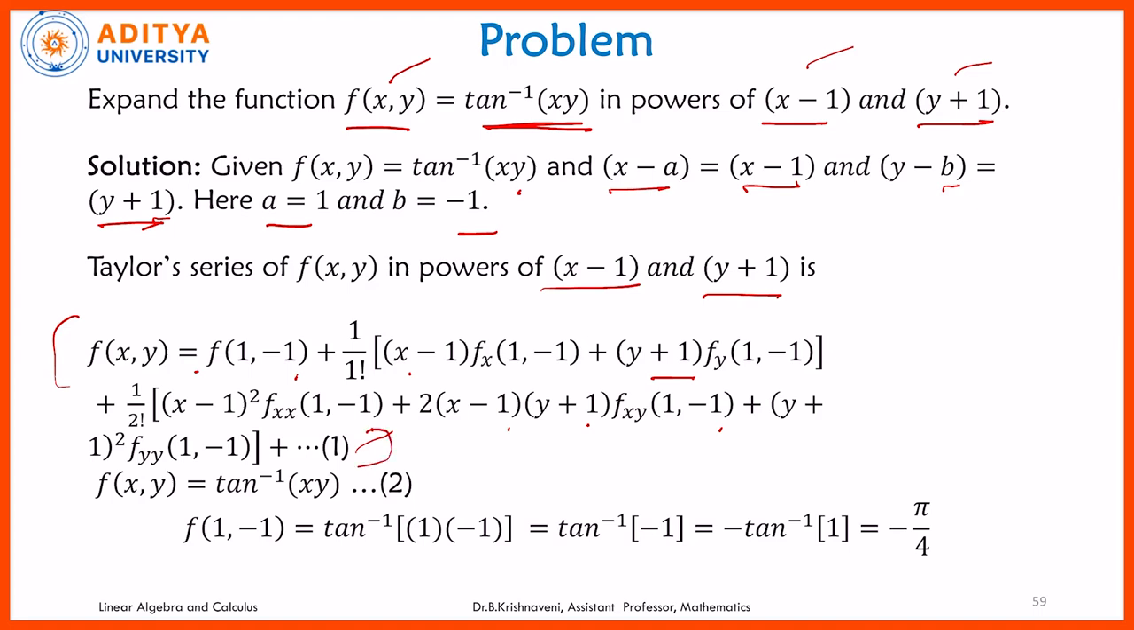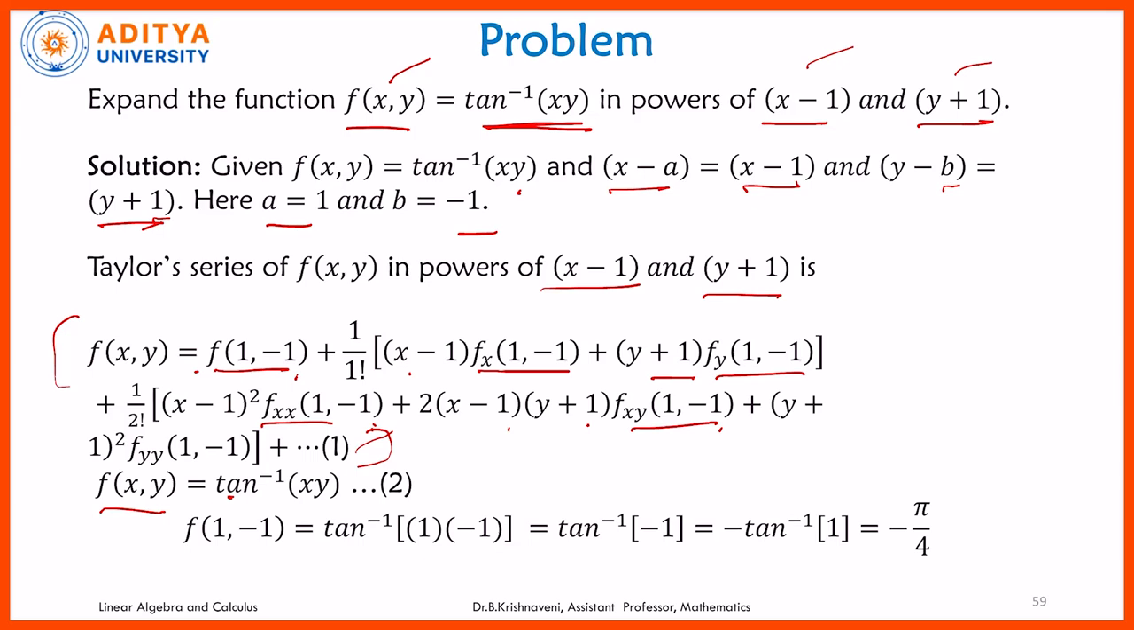Now we need the values: what is f(1, −1), fx(1, −1), fy(1, −1), like that. The second order values also: fxx(1, −1), fxy(1, −1) and fyy(1, −1). So hence consider the given function, that is tan inverse xy.